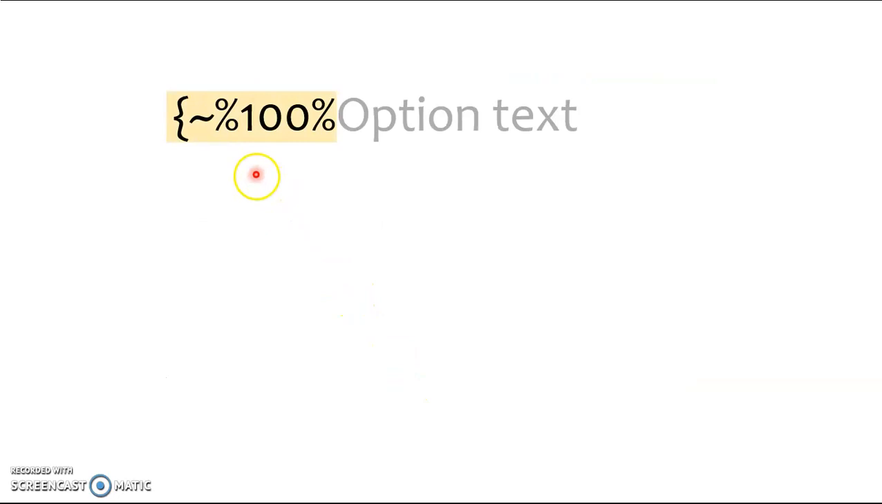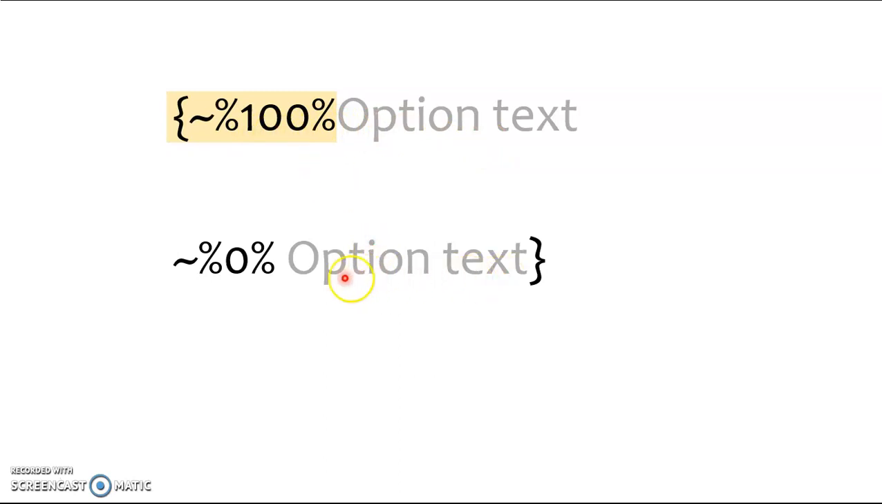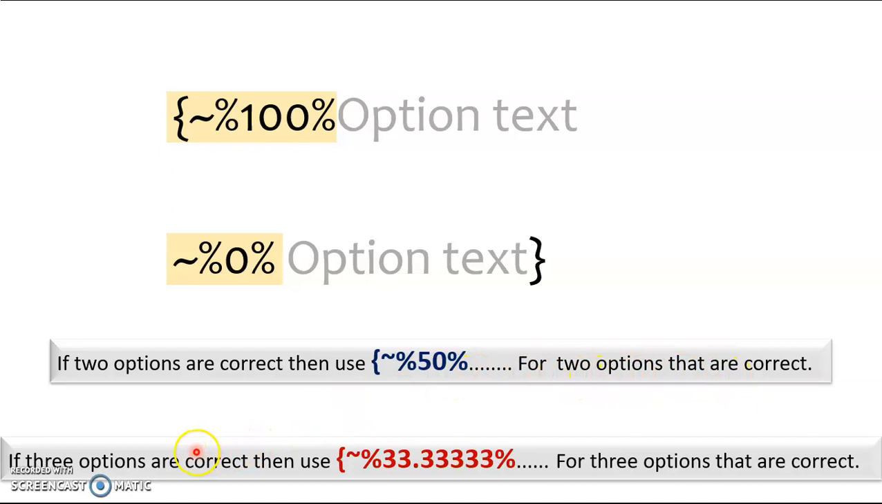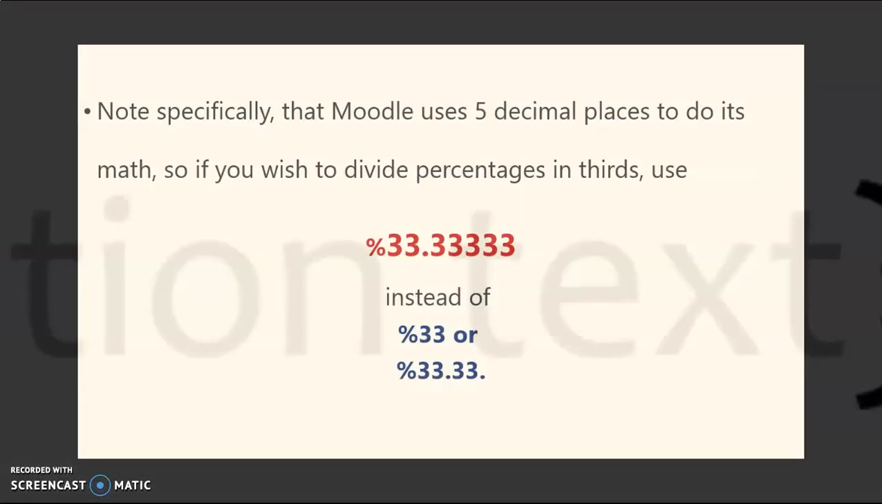So if your option is correct, then use 100%. If your option is incorrect, then you have to use 0 between the percentage signs. If two options are correct, then you have to give an equal weightage to both options. So always use 50% for two options that are correct. If there are three options correct, then use this type of distribution for three options.